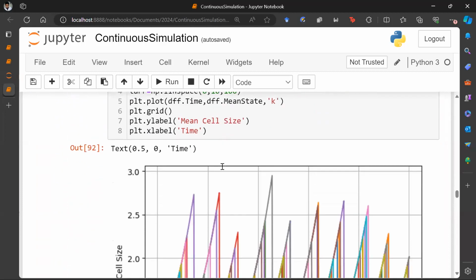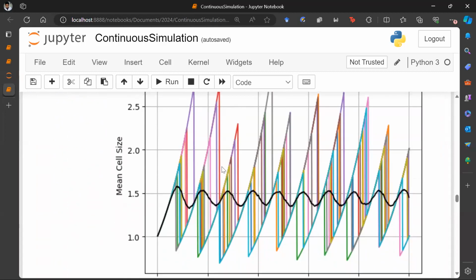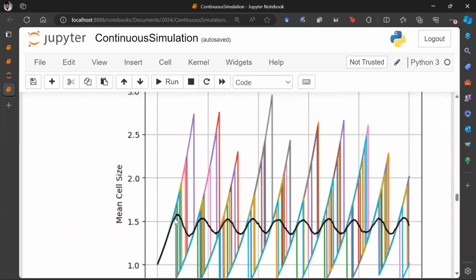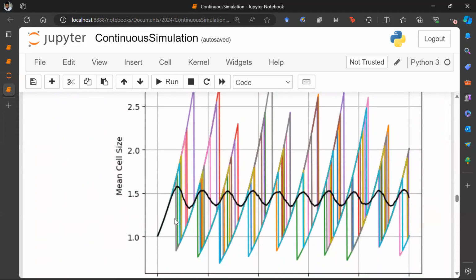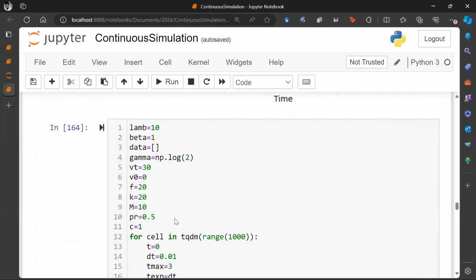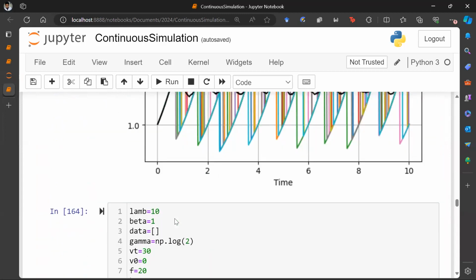So now you're going to get something like this. A cell size that is more like what you find in experiments. You find these oscillations in the mean cell size. Okay, maybe if you're interested, you can go and focus a little bit more on this. I know that people are working on other projects, but I wanted to show this.